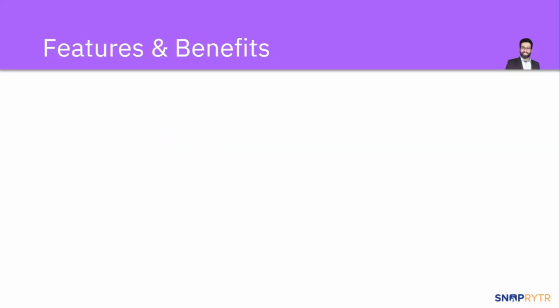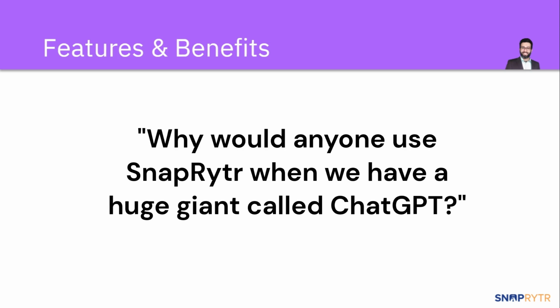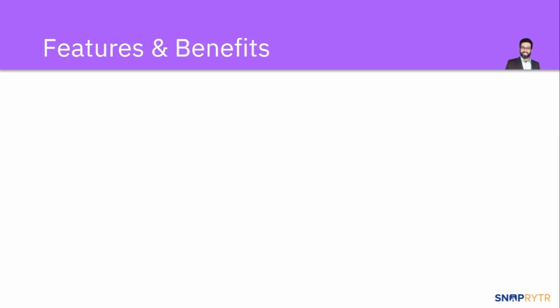There won't be any meaningful growth for neither you or your company in the coming months. This is because then you will be spending more time justifying why you are doing whatever you are doing. Growth-oriented companies know why they exist and where they are heading. They have already found out the answers to the core questions like this one. So, back to our question. Why would anyone use SnapRytr when we have a huge giant called ChatGPT?